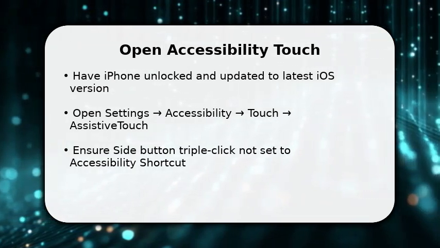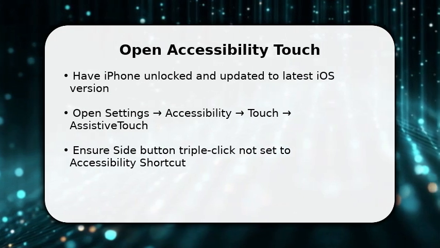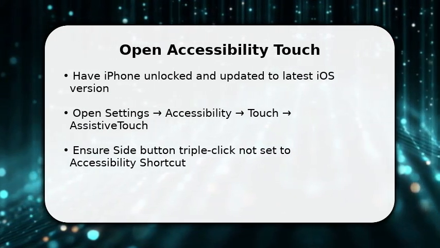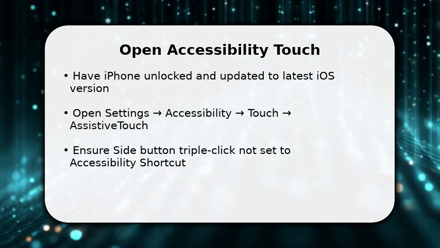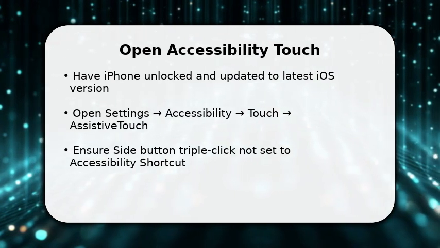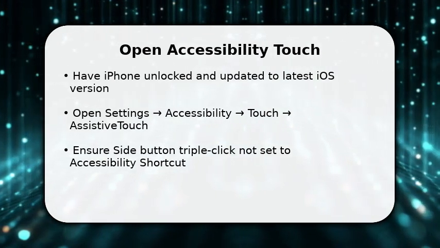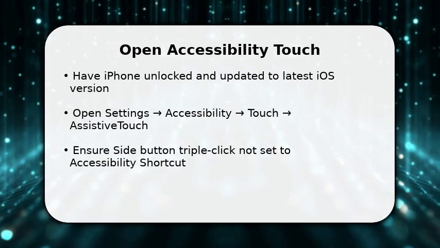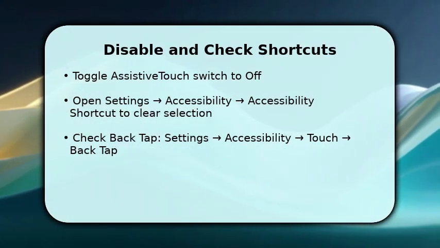Make sure your iPhone is unlocked and running a current iOS release so options match. If the triple-click side gesture is set to an accessibility shortcut, you'll need to check that next, because it can re-enable Assistive Touch unexpectedly. Now toggle Assistive Touch off. This removes the floating button immediately.